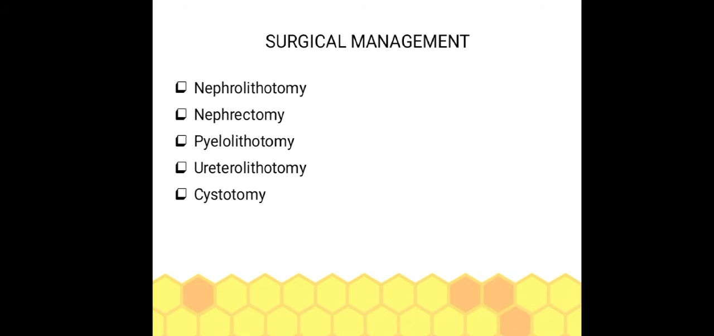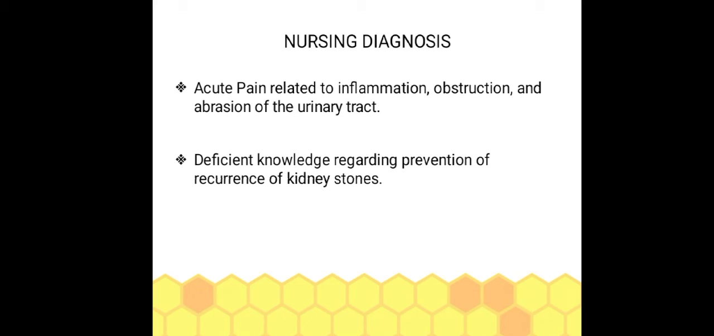It may include nephrolithotomy if the stone is in the kidney, nephrectomy if the kidney is non-functional secondary to infection, pyelolithotomy if the stone is in the kidney pelvis, ureterolithotomy if in the ureter, and lastly, cystotomy if the stone is in the bladder. Nursing diagnosis may include acute pain related to inflammation, obstruction, and abrasion of the urinary tract. Deficient knowledge regarding prevention of recurrence of kidney stones.